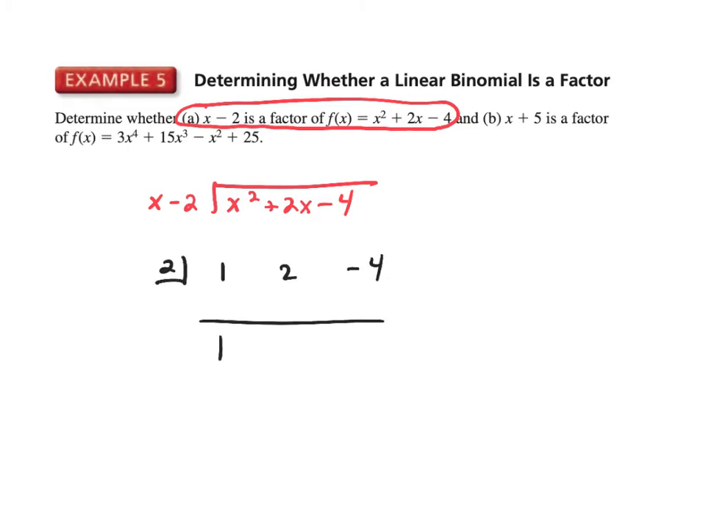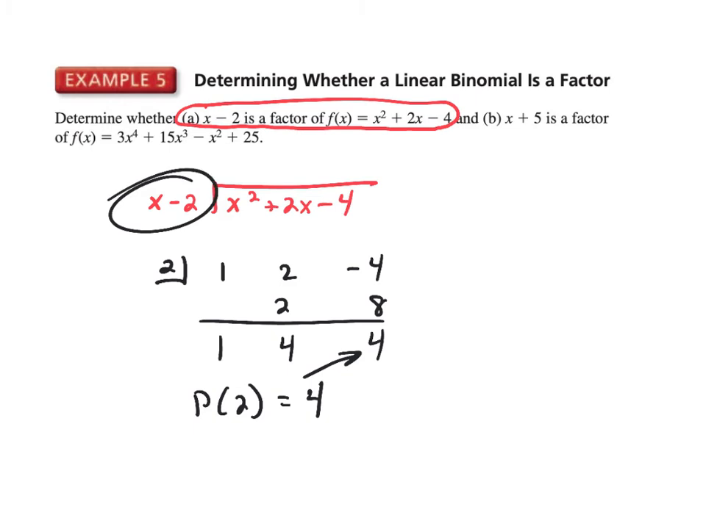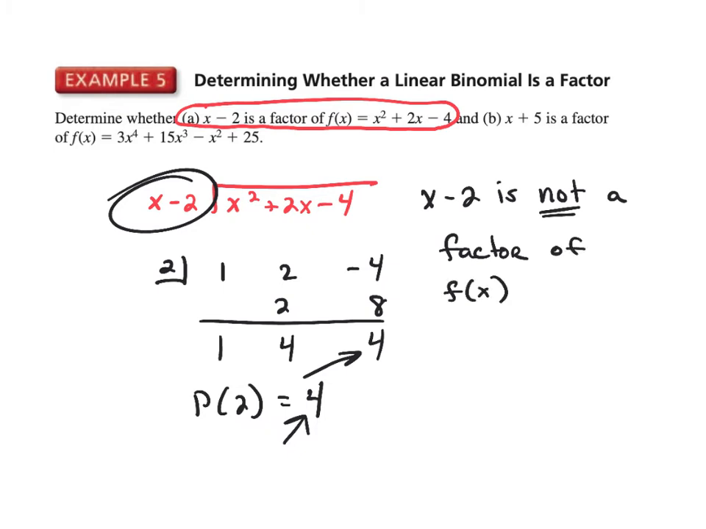If our remainder is 0, that means the p of 2 is 0. It means we have a factor, we have a solution. The p of 2 is not 0. The p of 2 is 4. And x minus 2 is only a factor if it equals 0. It does not. So x minus 2 is not a factor of f of x. And that's essentially all you have to do.